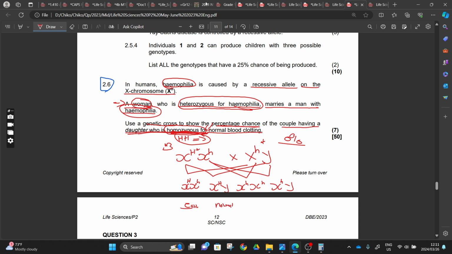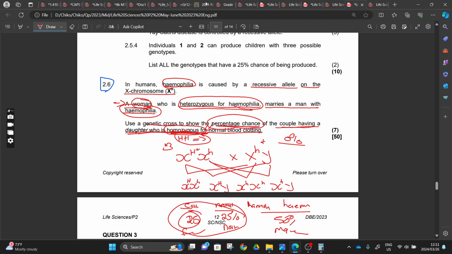You know what a carrier is. And then here she is hemophilic, and here is also hemophilic. So the phenotype chances: 25% female carrier, 25% female normal, and then 50% male hemophilic. So from here you can see, using a genetic cross to show the percentage chances of the couple having a daughter who is homozygous, the chance for that is 0%.